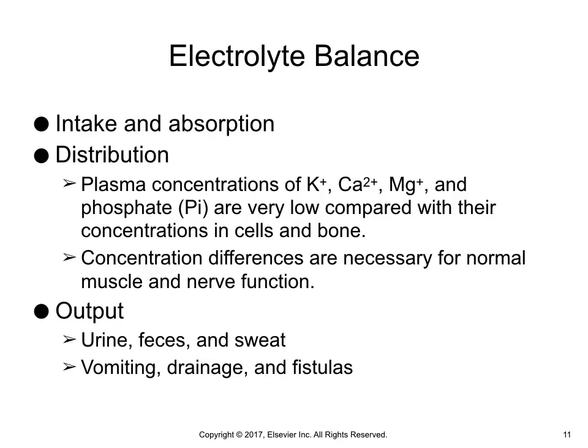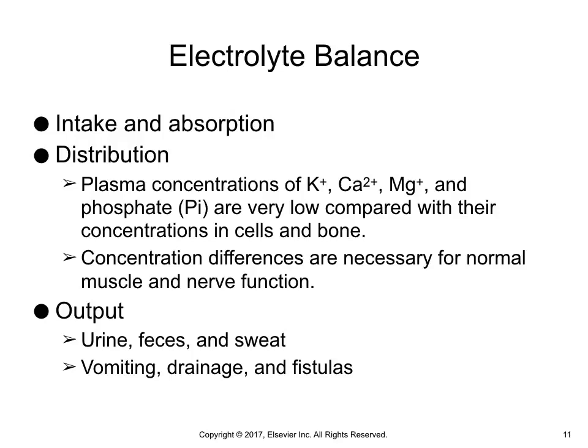Electrolyte balance. You can best understand electrolyte balance by considering the three processes involved in electrolyte homeostasis. 1. Electrolyte intake and absorption. 2. Electrolyte distribution. And 3. Electrolyte output. Plasma concentrations of potassium, calcium, magnesium, and phosphate are very low compared with their concentrations in cells and bone. Intake comes from foods and beverages. Some substances enhance or hinder electrolyte absorption.